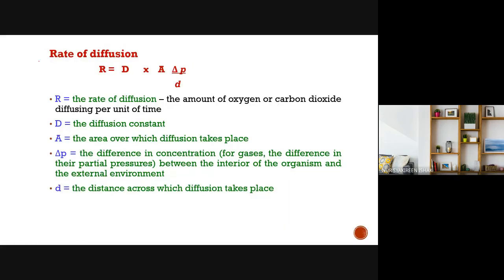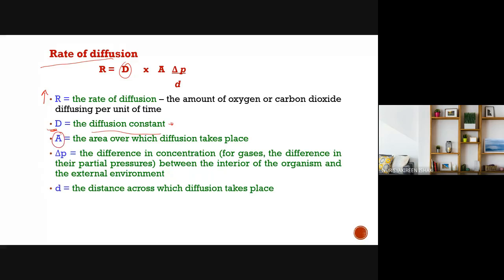Okay, so here you have a formula here, rate for diffusion. So R is the rate of diffusion, which is the amount of oxygen or carbon dioxide diffused per unit of time. So D is the diffusion constant. Okay, ini dia tak bagi, so don't worry. And then, just awak nak kena faham. In order for rate of diffusion to increase, okay, ini awak just ignore sebab dia constant.